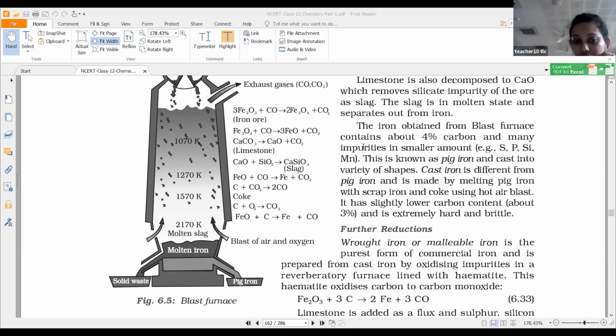Is this clear, students? Pig iron composition is very important. It contains 4% carbon and phosphorus, sulfur, silicon, manganese as a small amount of impurity. Is this okay? Now students, you take that pig iron and then heat it.